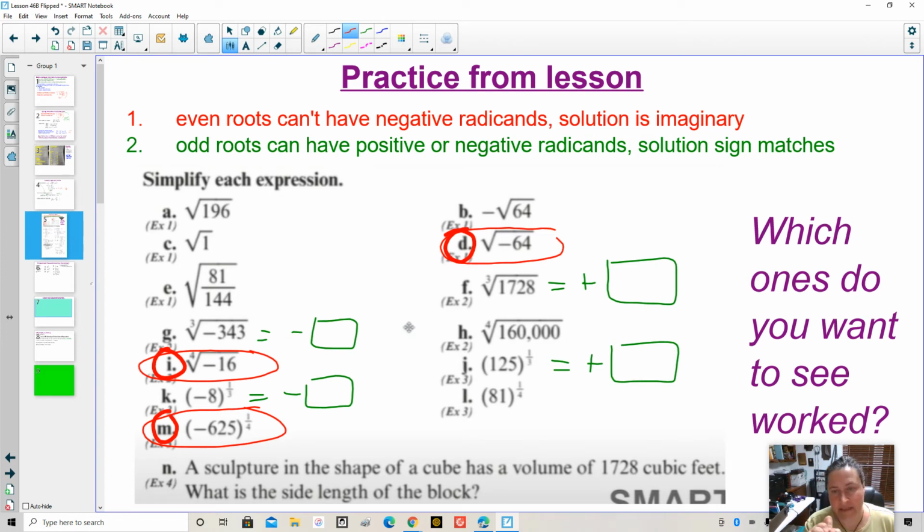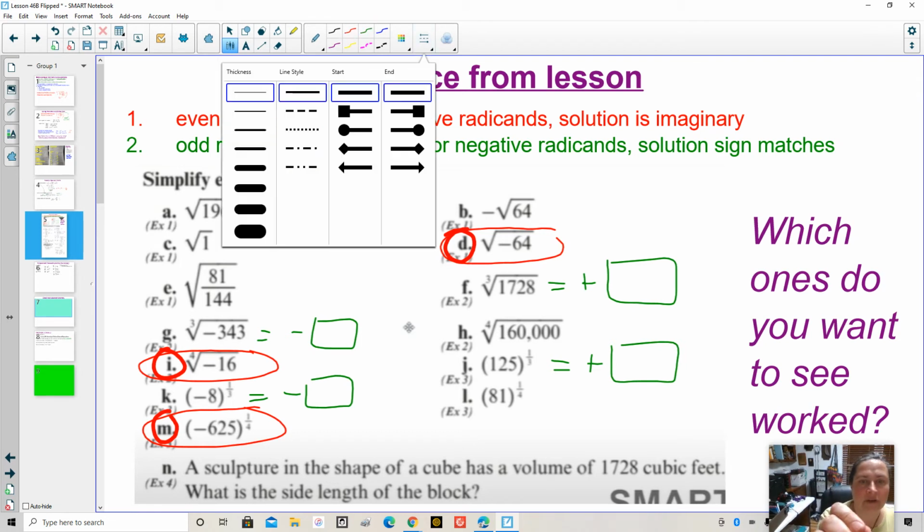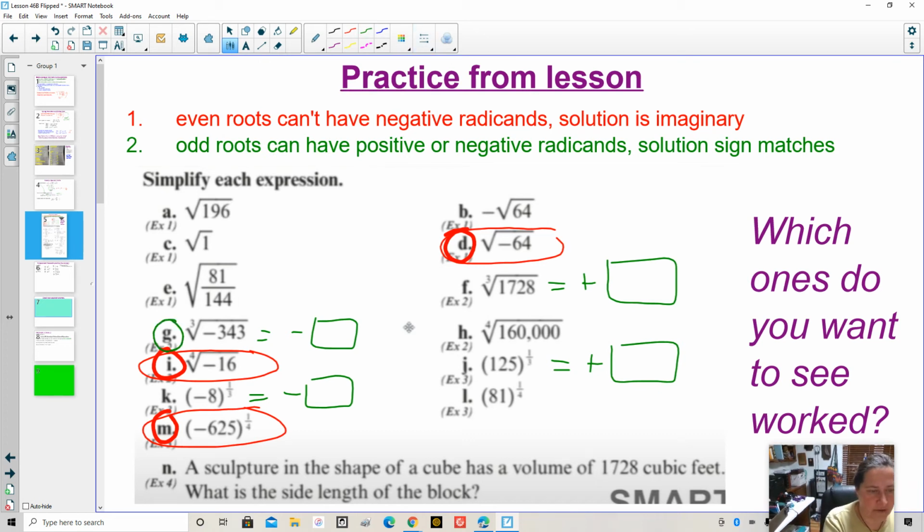Odd roots can have a positive or negative radicand, and the solution will always match the sign. These are coming straight out of your notes. So what I see here is I do have a few of those. Okay, so here I have an odd root, I have an odd root, and I have an odd root. My denominator is an odd number. Oh, and there's one more, an odd root again. So all of those answers, because it is an odd root of a negative, it's going to end up being a negative root. An odd index with a negative radicand gives you a negative root.